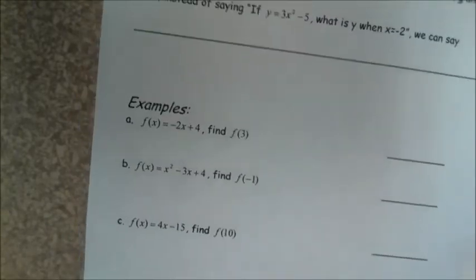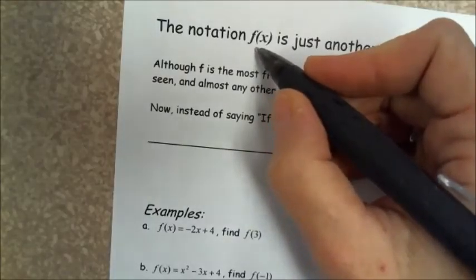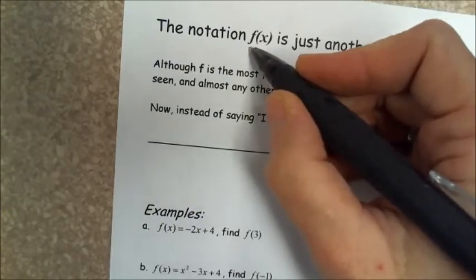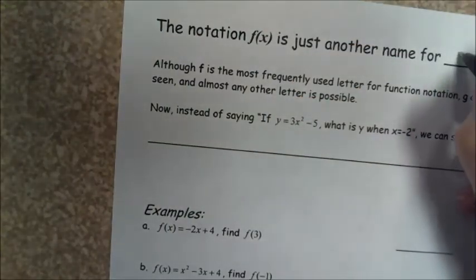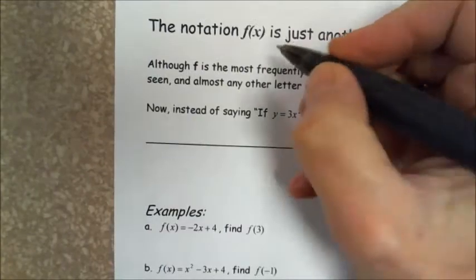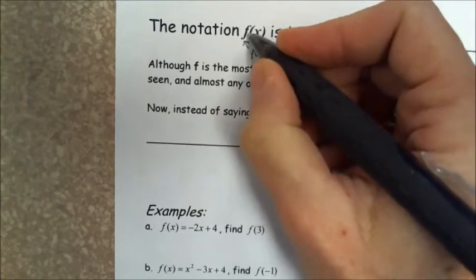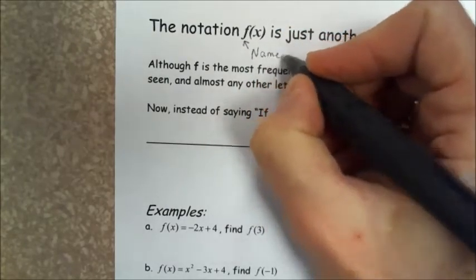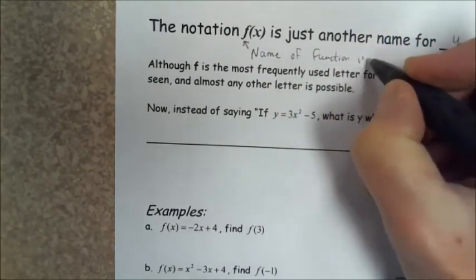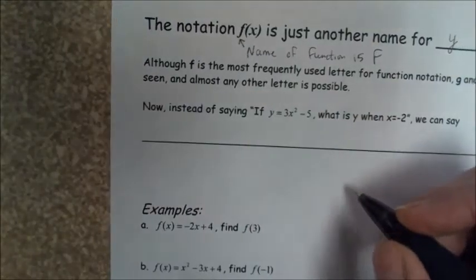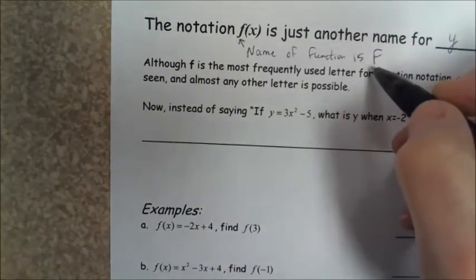On page 5, we're going to get into function notation. This is how you would write a function using a shortcut or an abbreviated way. This notation, f of x, is just another name for a function, but it's another name for y. This f is the name of the function. It doesn't have to be an f. It could be other letters, but let's just say the name of the function is f. A lot of times we use f because f is the first letter of the word function. So this is the name of the function.